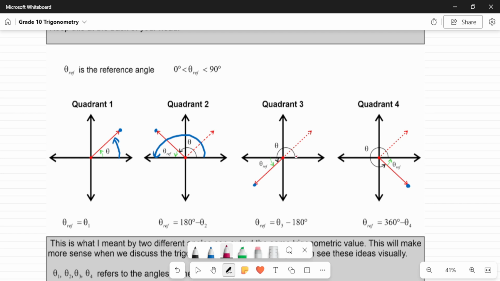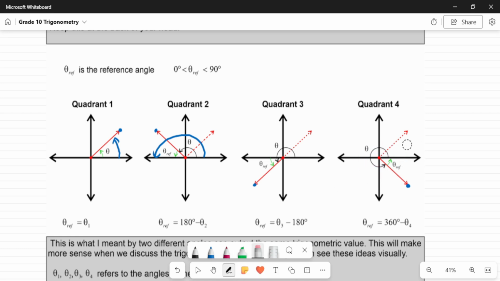To get the reference angle in quadrant 3, it'll be the angle in the standard position minus 180 degrees. We'll take all of this away, and we're left with only the reference angle. And the reference angle in quadrant 4 will be 360 degrees minus the angle in the standard position. We'll take all of this away, and we're left with only this small portion here, which is the reference angle.